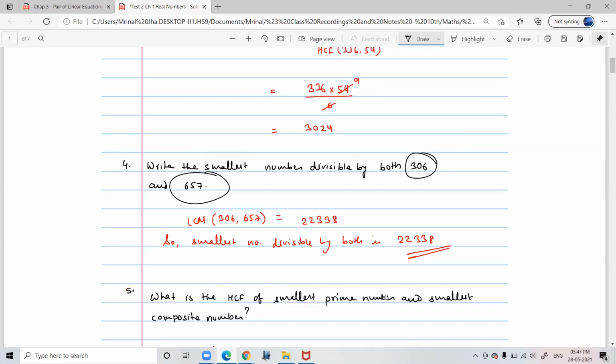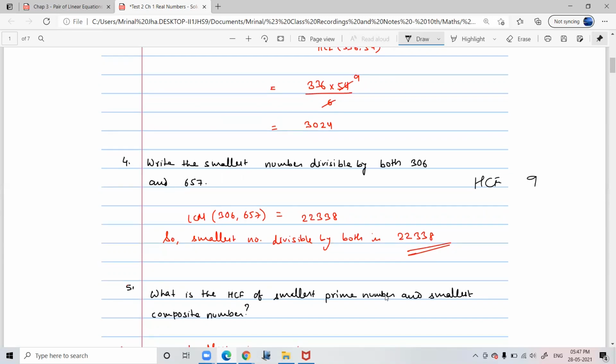So when you have to find the smallest number which is divisible by these numbers, they're not asking to find the smallest number which divides them. If you find the HCF, you get the HCF as 9 or something, right? 9 is the biggest number which divides both of them exactly. That's the highest common factor. They're not asking for that. They're asking for the smallest number which is divisible by both of them.